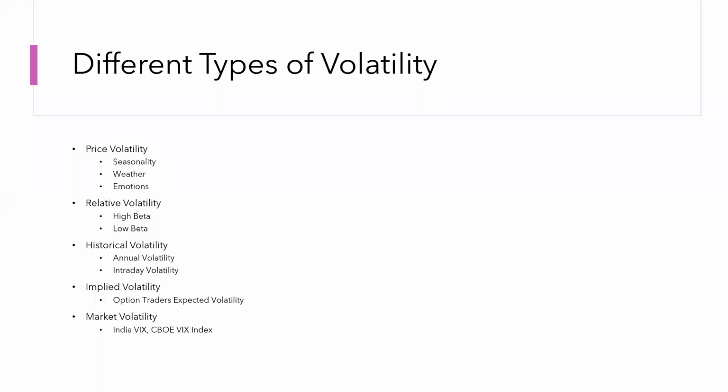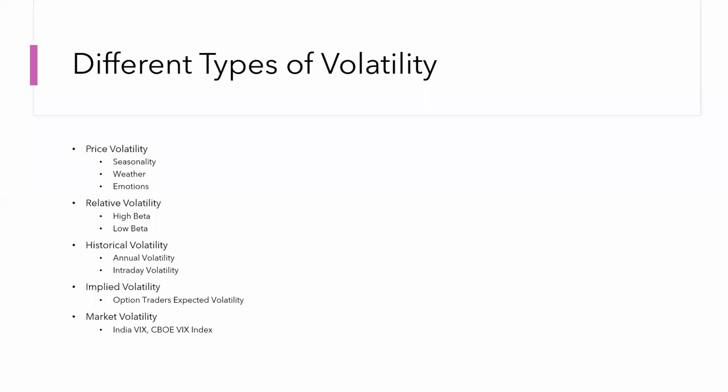And the implied volatility, of course, is a measure which is done based upon the option traders' expected volatility. What the option traders are expecting for the current month. What is the option traders' expected range in the next 30 days? So implied volatility is more of a future volatility derived from the option trading instruments, especially from the at-the-money calls and at-the-money puts. And then finally, market volatility.